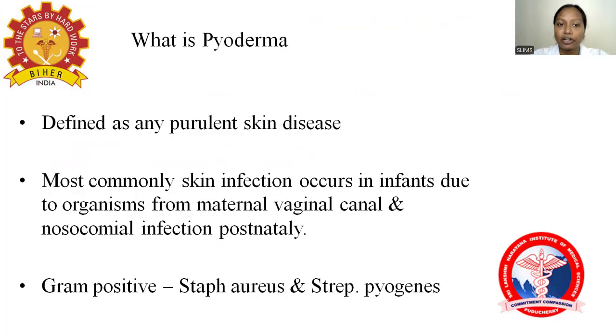So, what is a pyoderma? Pyoderma is defined as any purulent skin disease. That is, bacteria which infect the skin is called pyoderma. It's the most common skin infection which occurs in infants because of organisms from either the maternal vaginal canal or nosocomial infections also. So, what are the common organisms we find during pyoderma? Gram positive, which are Staphylococcus aureus and Streptococcus pyogenes.